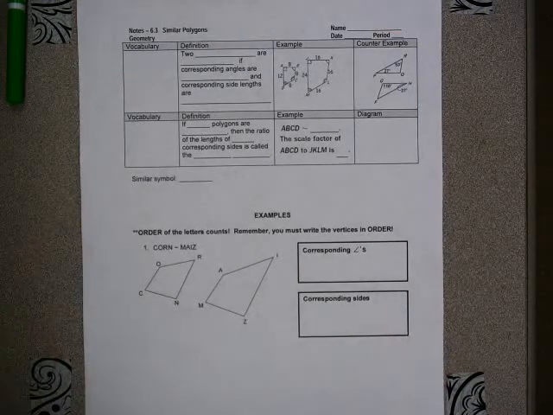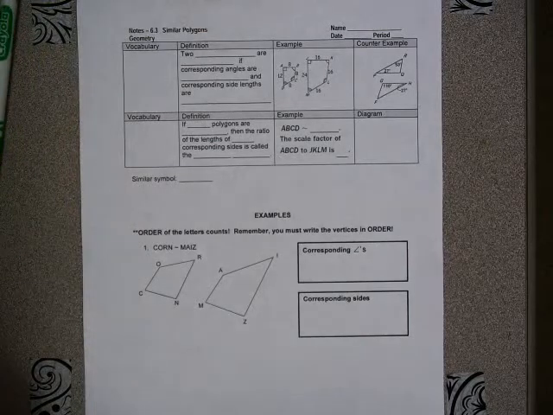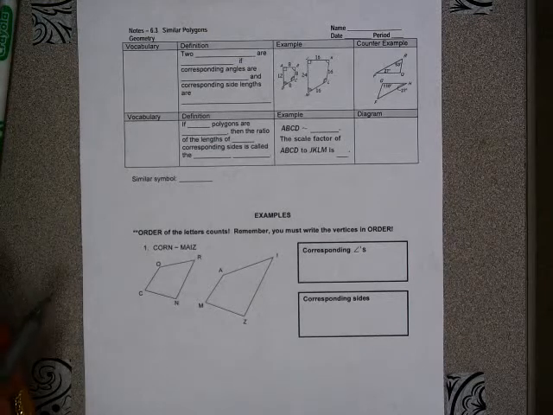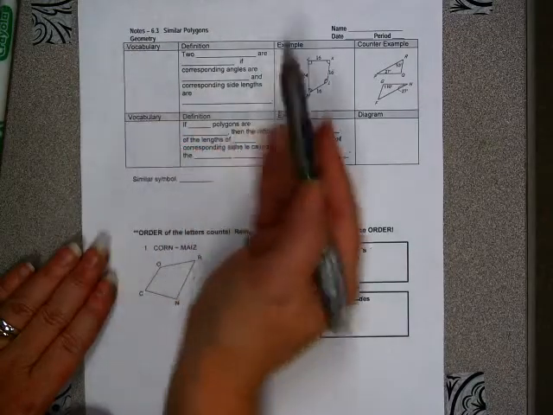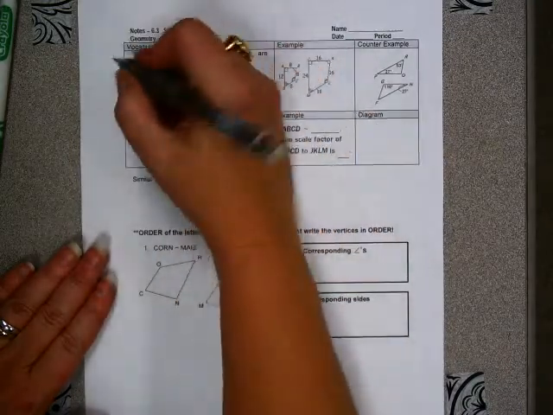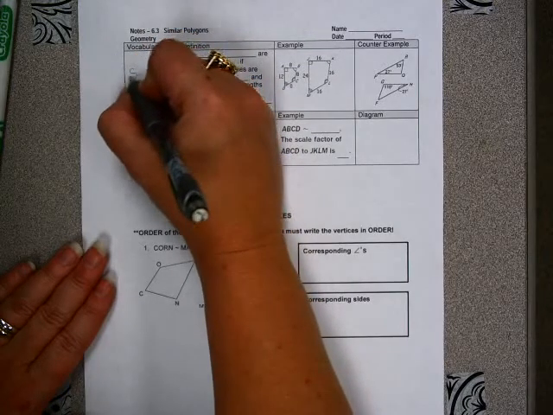All right, welcome students. We are going to be learning about similar polygons today. This is from 8th grade math, and you're probably going to recognize a lot of this information. We're going to start here with vocabulary, and the first vocab term that we have is similar polygon.